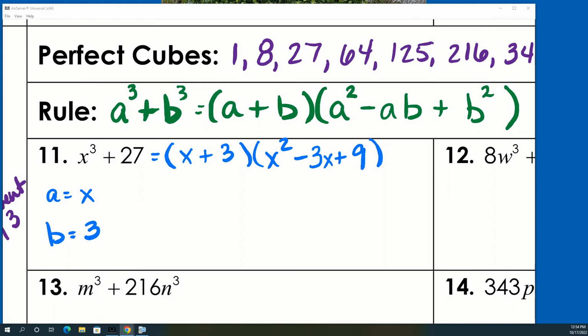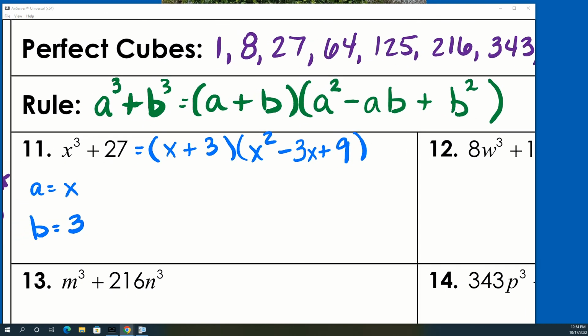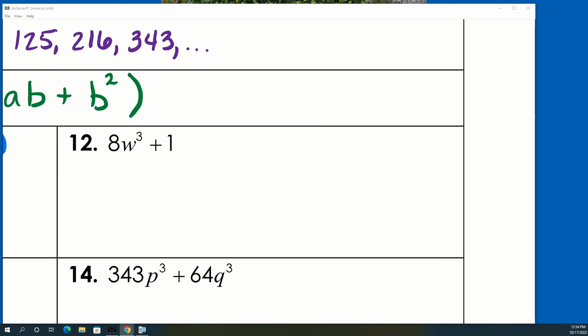All right, why don't you guys try 12, or at least on 12, figure out what a and b are on your own, please. And if you feel like you're ready to plug it in, you can plug it in.